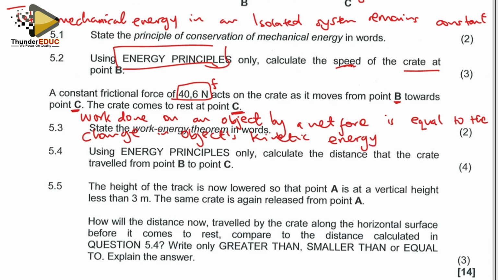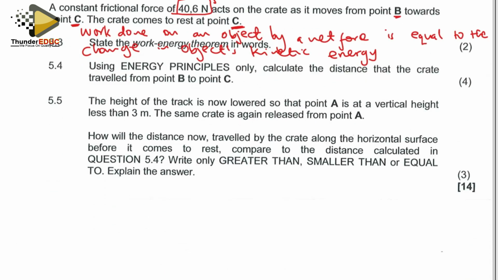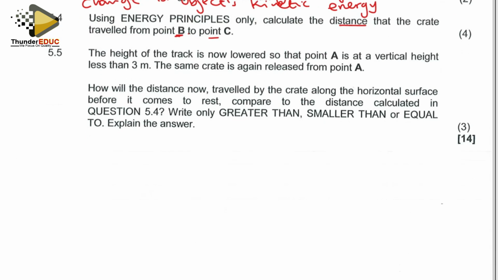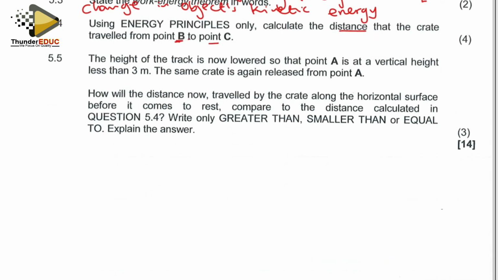Okay, the work done on an object is equal to the change in the kinetic energy. And then they want us to use the energy principles again only to calculate the distance that the crate traveled from point B up to point C. So we know that W net must be equal to the change in EK, which means that our W net is equal to the EK final minus EK initial.